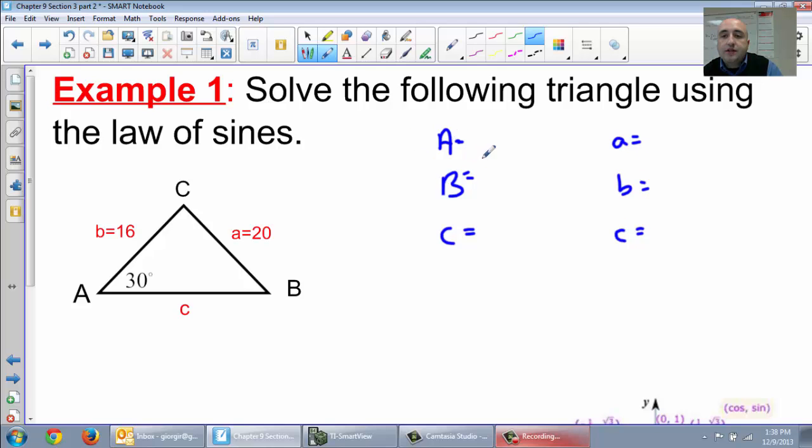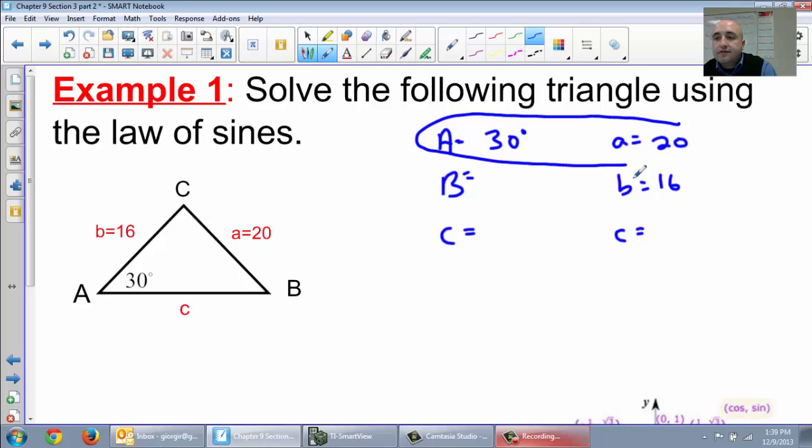Angle A is 30 degrees. I don't know B or C. I know that little b is 16, and I know that little a is 20. Notice that we have our set. If you have a set, you are good. You can use the law of sines. Now let's start the problem.